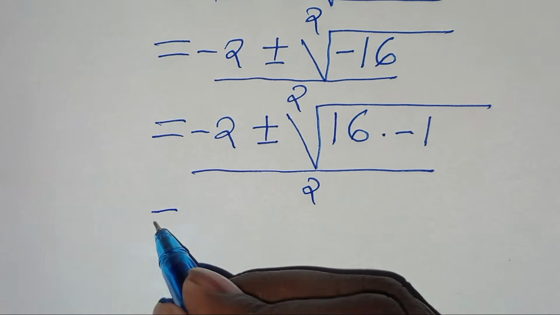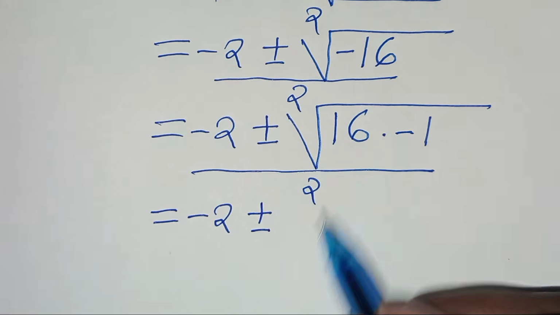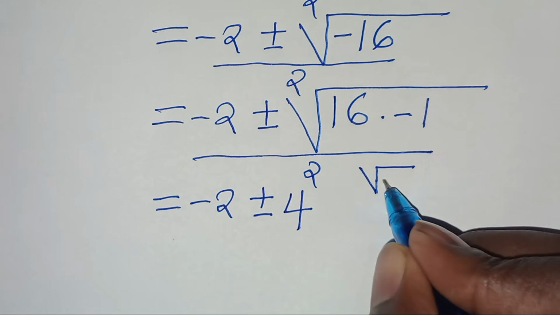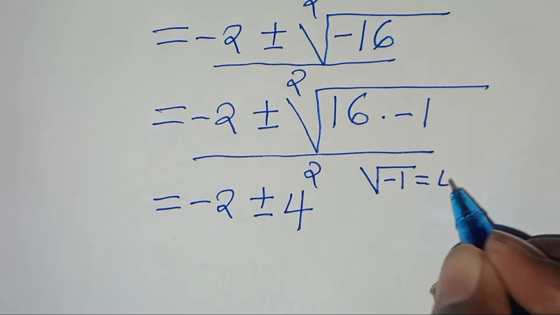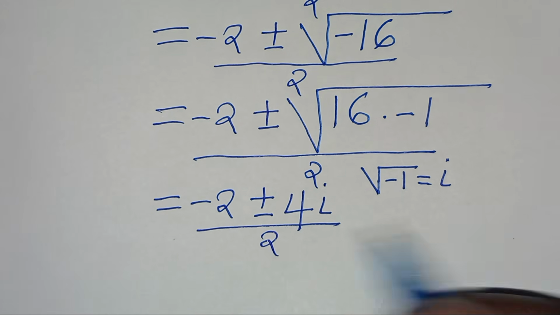So this means that we have negative 2 plus or minus the square root of 16, this is equal to 4. The square root of negative 1, this is equal to i. So we have 4i divided by 2.